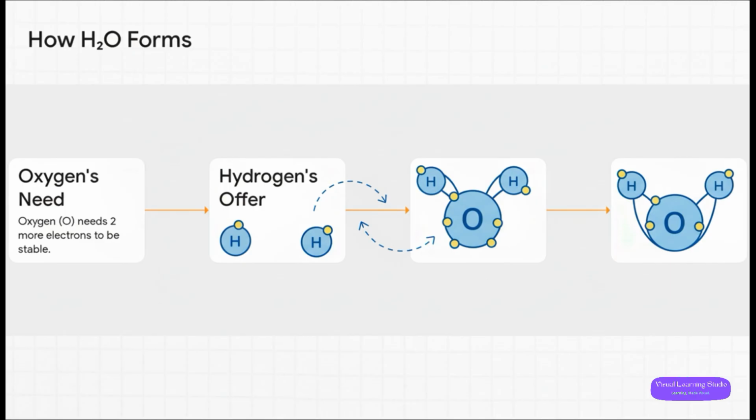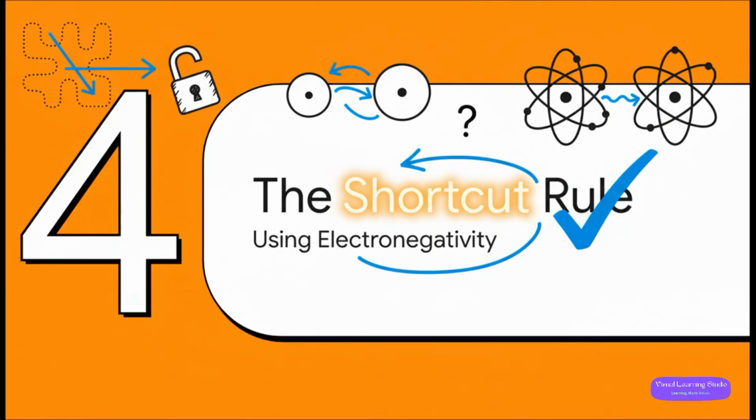So oxygen makes a deal. It forms a partnership, sharing electrons with each of those 2 hydrogens. Now everybody gets to use the electrons they need, and they form a stable water molecule through covalent bonds. So the analogy is fantastic for getting the concept.